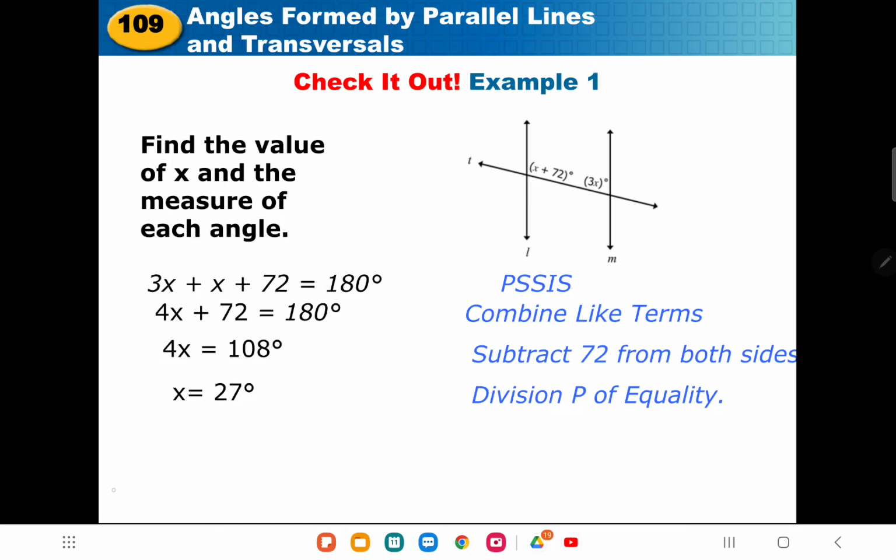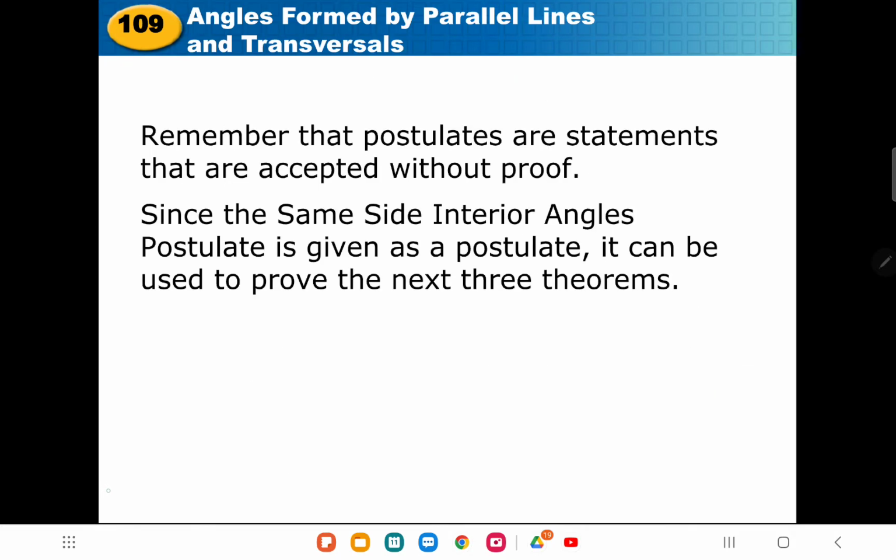I can then substitute to determine the measure of both of the angles. By substitution, my x plus 72 angle is 99 degrees, and my 3x angle is 81 degrees, and we can see that these are in fact supplementary. Remember that postulates are statements that are accepted without proof. And since the same side interior angles postulate is given as a postulate, it can be used to prove the next three theorems that we will see.